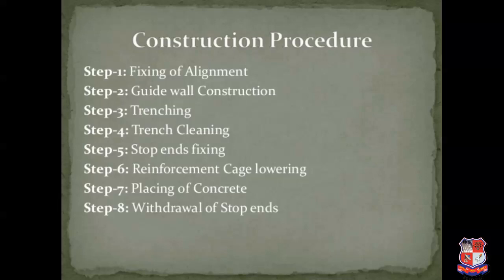Now, the construction procedure of the diaphragm wall. It is divided into 8 steps. The first is fixing of alignment, then guide wall construction, then trenching, then trench cleaning, then stop end fixing, then reinforcement cage lowering, then placing of concrete, and then withdrawal of stop ends.